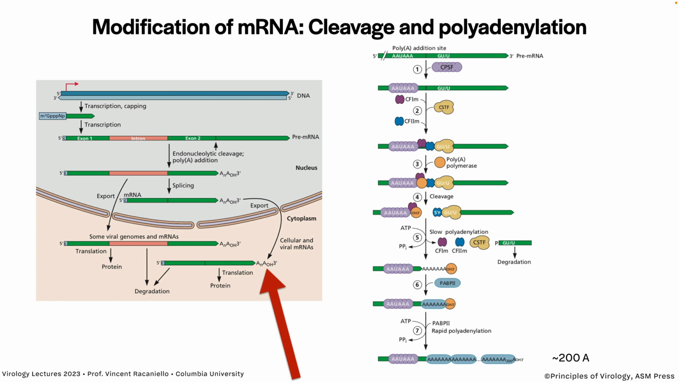And then the poly A is added to the 3' end of the message, not the 5' end. The 5' end would be up on the other side. So there's no stretch of U's. That is summarized on this slide, right?